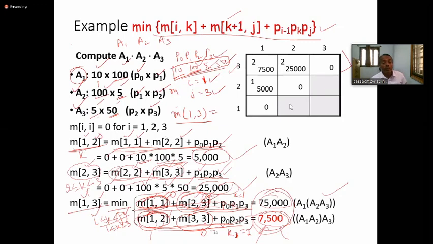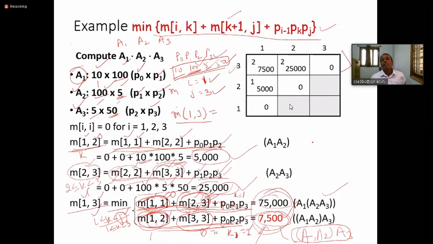What is the answer for this? What am I going to do? 1,2 means first I'm going to multiply A1 into A2. First you have to apply these two. Then after that M of 3,3, that means the A3 matrix. This is your answer. Are you clear? Total multiplication is this. How are you going to apply the logic of this?